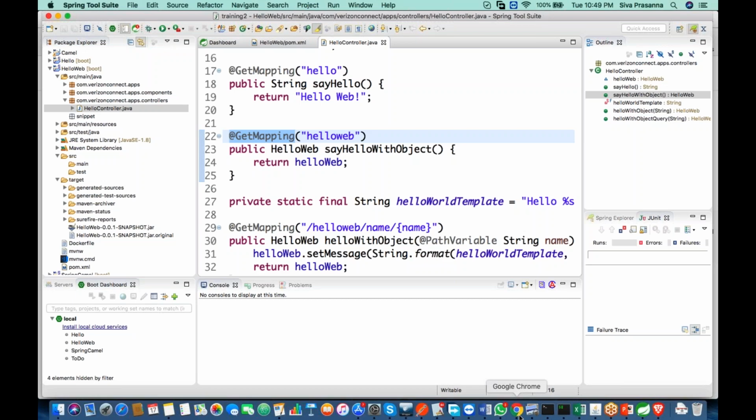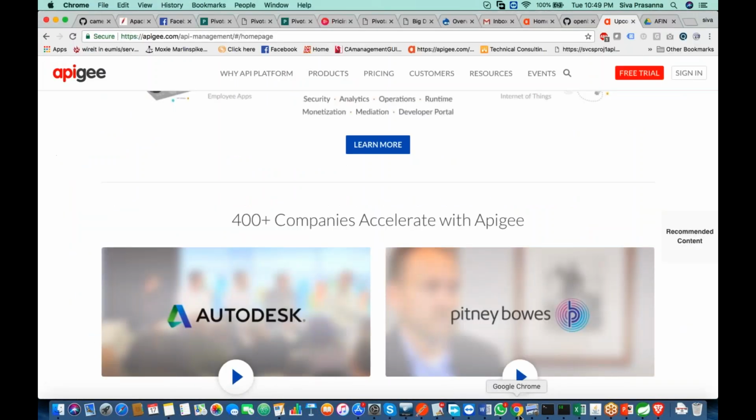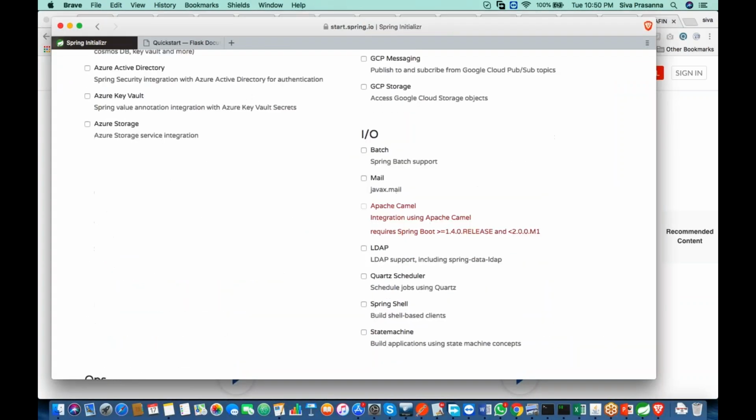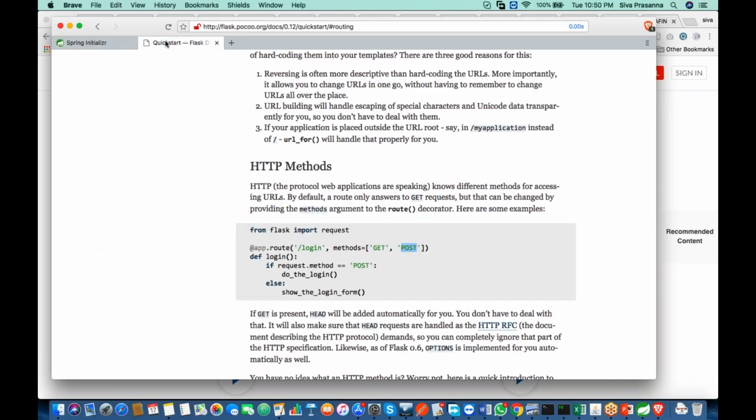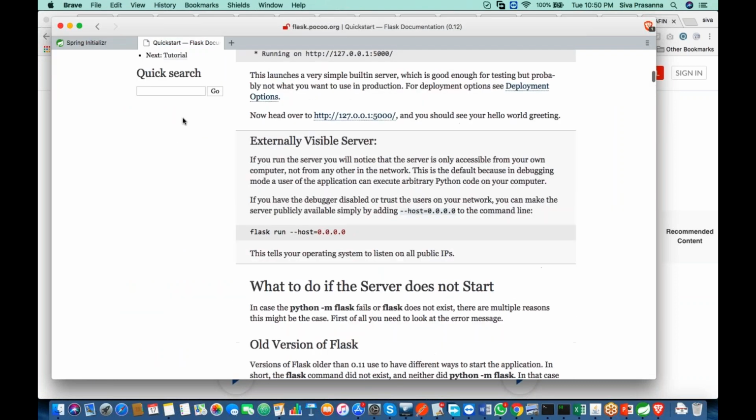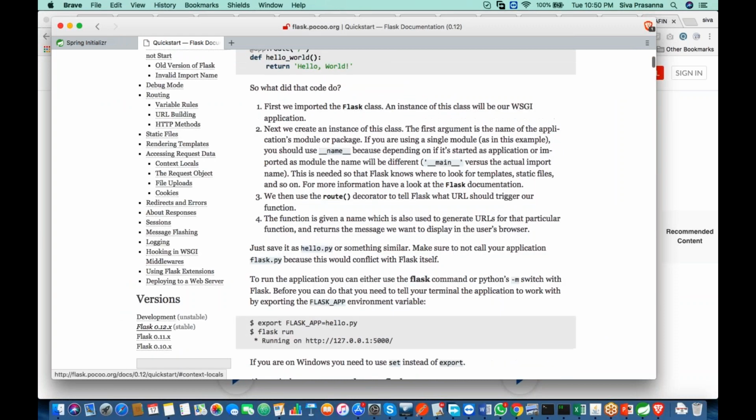Any other questions? Hi, I have a quick question. Are Spring Boot and microservices the same, or is Spring Boot one way of doing microservices? Spring Boot is just a framework which allows you to do microservices in Java. Oh, okay. So what are the other microservice frameworks we have? Yeah, so this is Flask, which is one for Python.